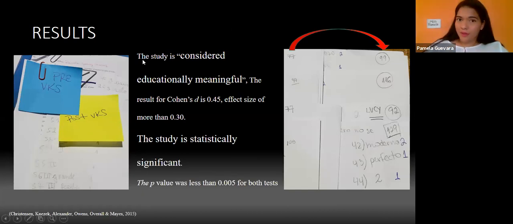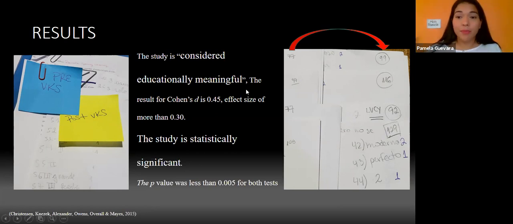The results start like this. The study is considered educationally meaningful. This means that the effect size, you can do it on your own, you can do it in your school, and there's a good chance that you can replicate this result, that it is very likely that your students will also have an increase in vocabulary knowledge.